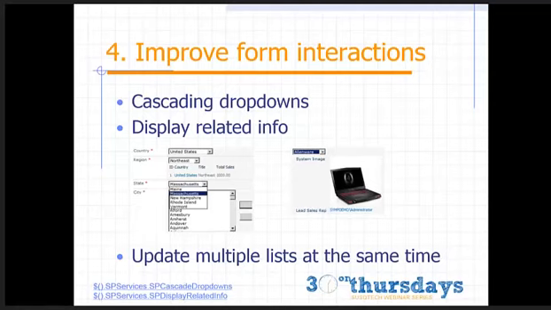Another thing you can do with form interactions is update lists at the same time. SharePoint's forms only allow you to update one single list in one form, but you can add things like parent and child relationships using jQuery to write into the child list or other reference lists.